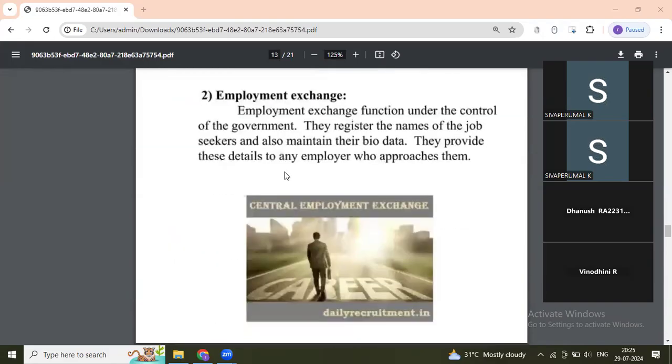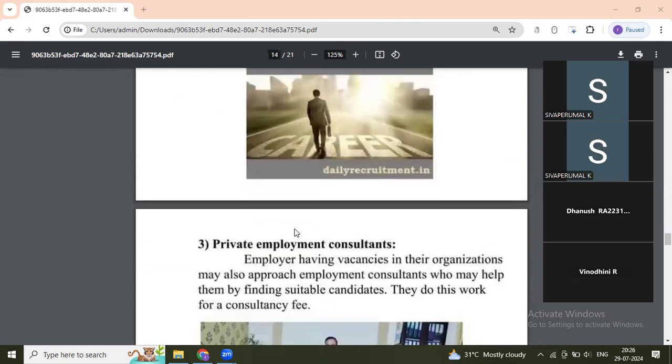Lots of people, once they have finished their degree, immediately go to register at the employment exchange for a job. The job seekers bring their biodata and go to the employment exchange and register themselves. In this way, people find jobs, right?